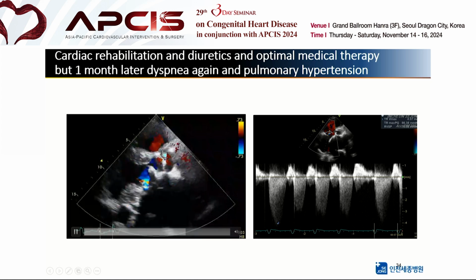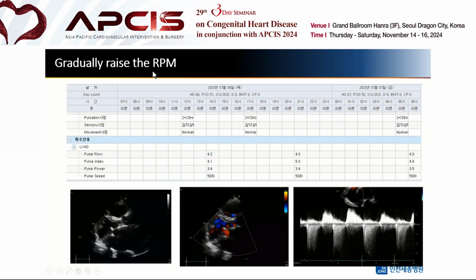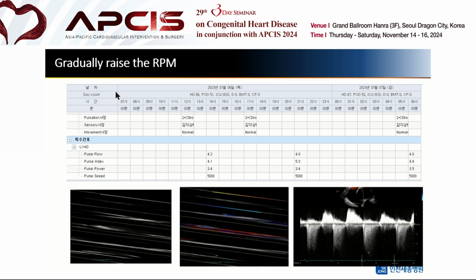therapy. But 1 month later, dyspnea again, due to the LV flow being relatively lower, and pulmonary hypertension. So we increased the RPM and the flow gradually. Now the pump flow is 4.2, and even though the pump flow was optimal, the RV function was good. So we gradually raised the RPM.